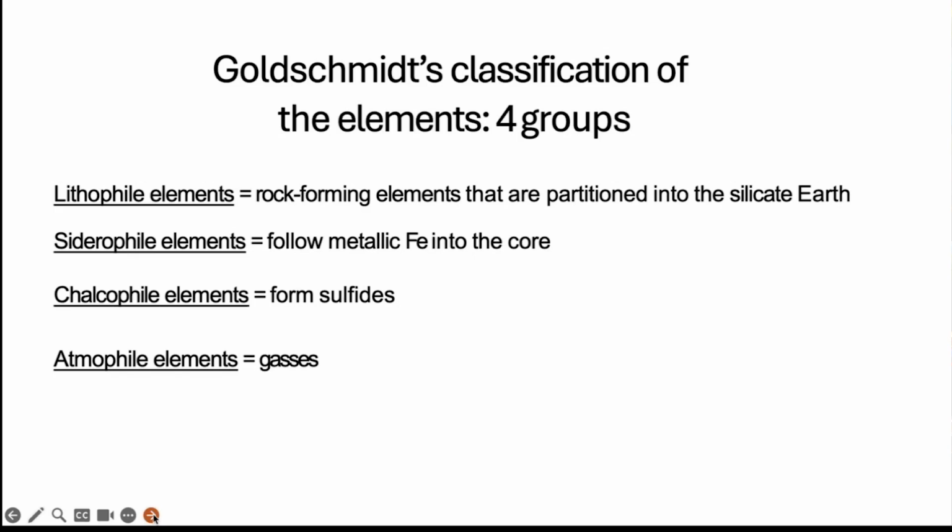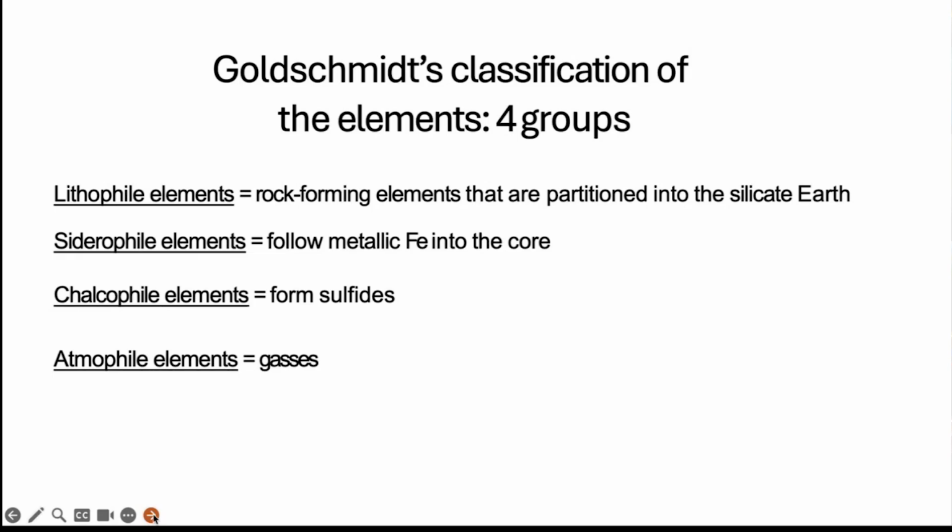We can dismiss atmophile elements. Those are just the gases. And let's concentrate on the lithophiles, siderophiles, and chalcophiles. These are terms we'll use a lot in this class because they simplify matters to a certain extent. So lithophile elements are rock-forming elements that are partitioned into silicate earth. That is, these are elements that like to bond with silicon and oxygen, like magnesium and lithium and things like that. Siderophile elements like to appear as metals, so they follow metallic iron and nickel into the core. And chalcophile elements, those form sulfides.